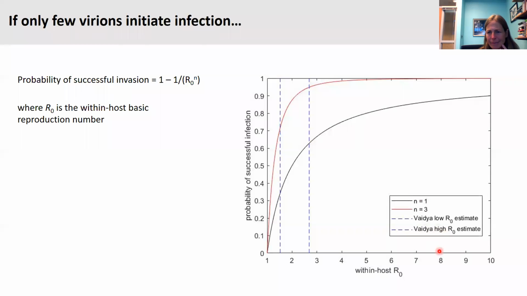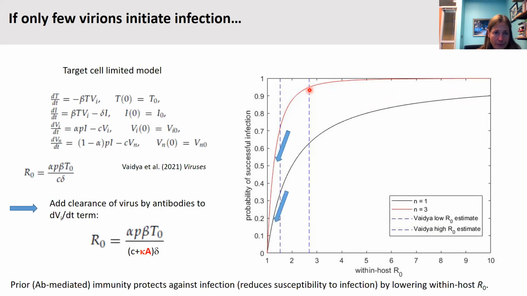And then some estimates of R naught from a ferret study of Katia and Perelson's. So here what you see is, of course, with a higher within-host R naught, the probability of successful infection is higher, right? And of course, with a larger number of viral particles being effectively transmitted, the probability of successful infection is also higher. Okay.